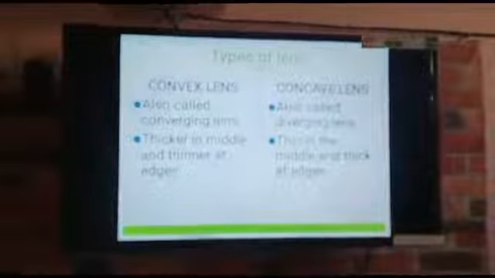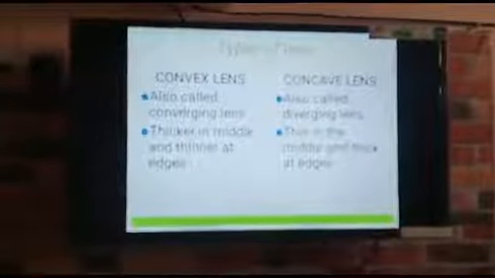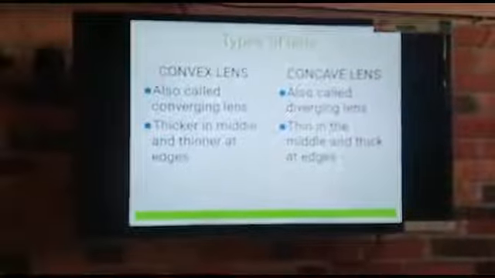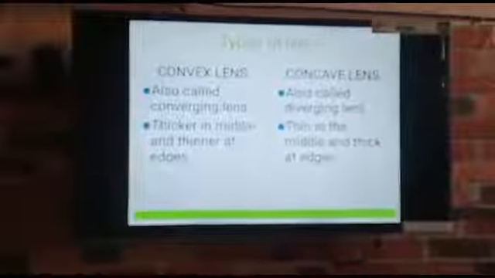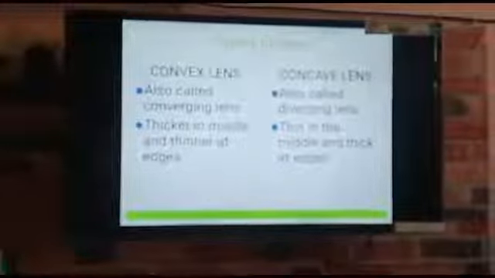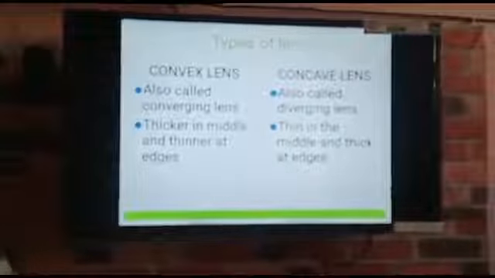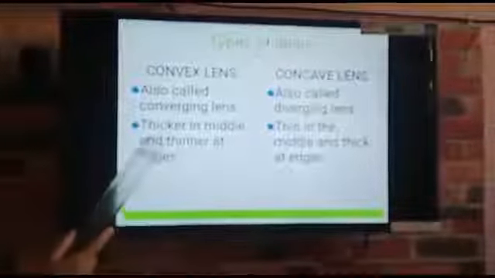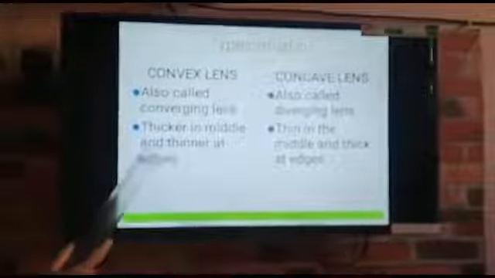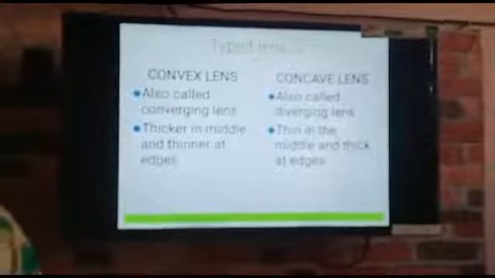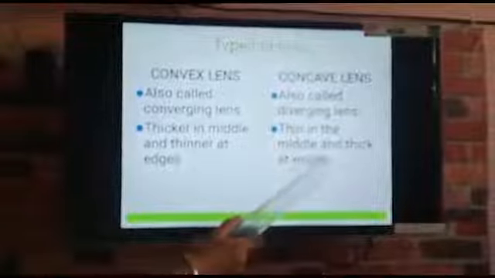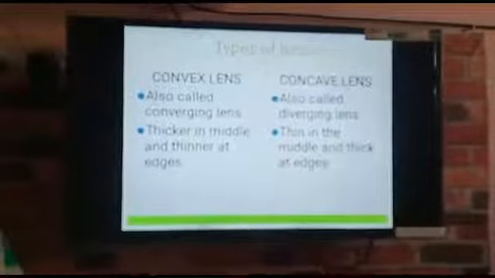So there are two types of lenses, the convex lens and the concave lens. The convex lens is also called the converging lens, and the concave lens, on the contrary, is known as the diverging lens. If we take one lens in our hand, the convex lens will feel thicker in the middle and thin at the edges. But the concave lens will feel thin in the middle and thicker at the edges.